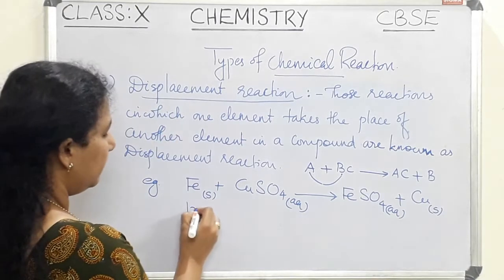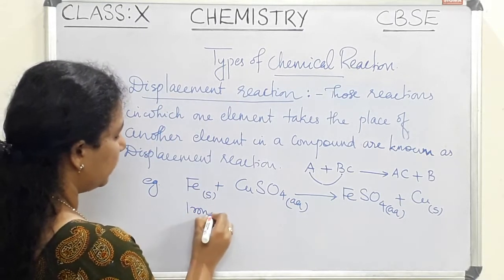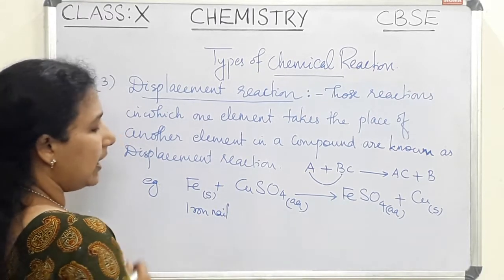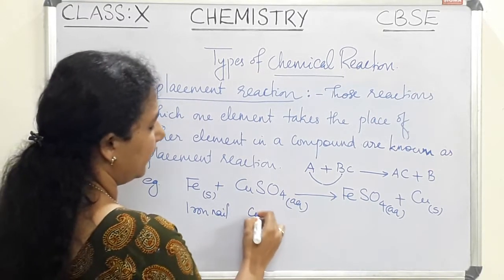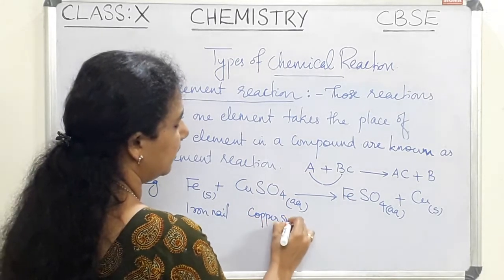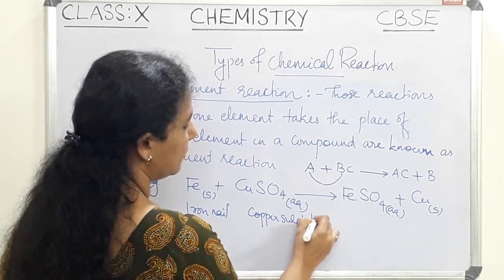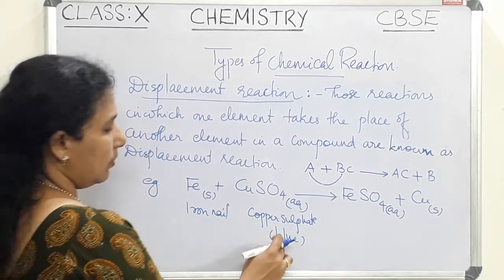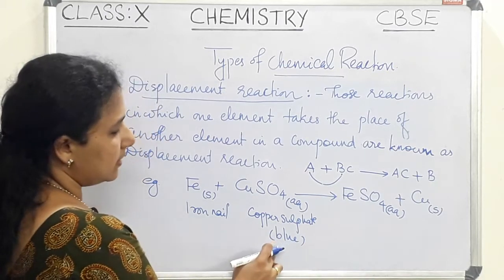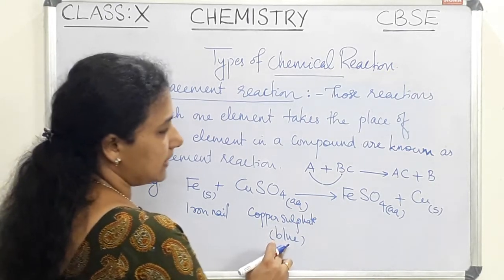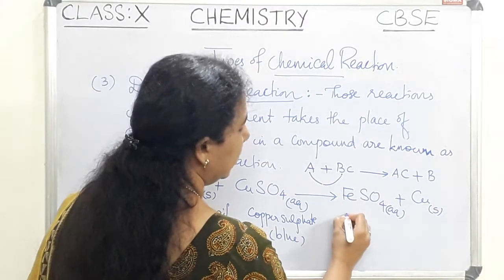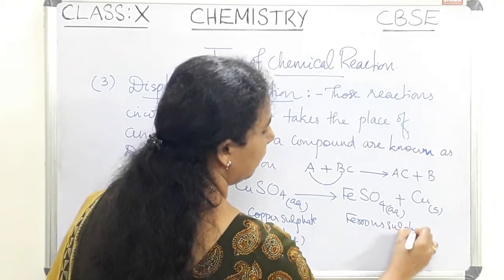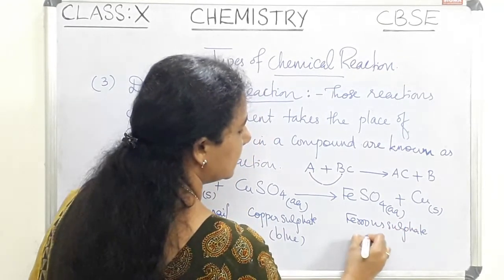So for iron, we can use an iron nail. When an iron nail is put in copper sulfate solution, the copper sulfate solution is blue in color. When this reaction happens, the blue color changes to green color. That green color is due to the formation of ferrous sulfate, FeSO4. So ferrous sulfate is green in color.